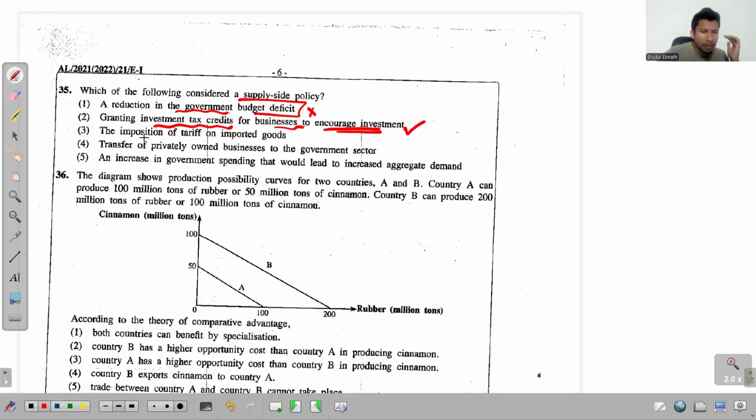The third one, imposition of tariff on imported goods. Imposing tariff will never be a benefit to the supplier. So this is totally ignorable then. Fourth one says transfer of privately owned businesses to government sector. I think it's about private investments, private businesses ඔක්කොම discourage වෙන එක නෙවෙන්නේ, so it will not increase the real output. It will decrease the real output for sure. And the fifth one says an increase in government spending that would lead to increase in aggregate demand. See the word itself. From the word itself, we can recognize that this is a demand management policy, not a supply side policy. So the answer for this question 35 is the second one.